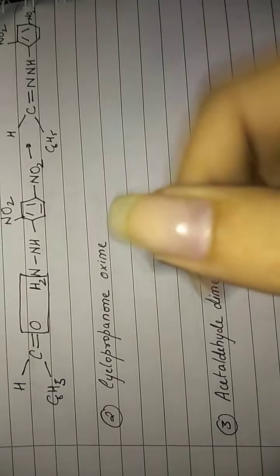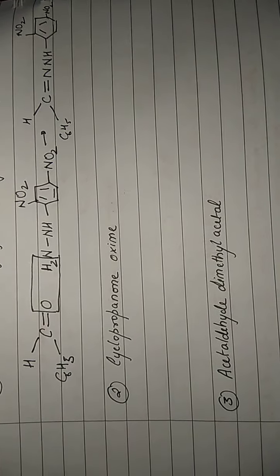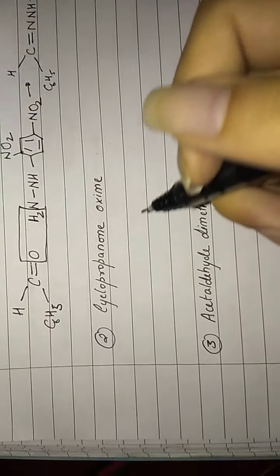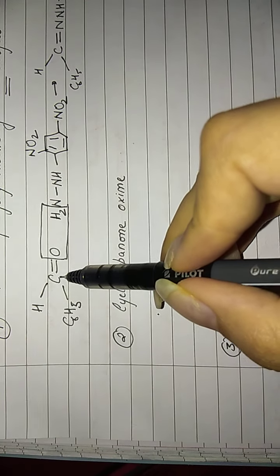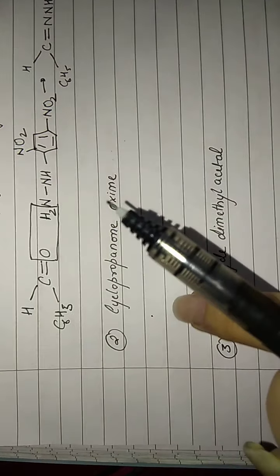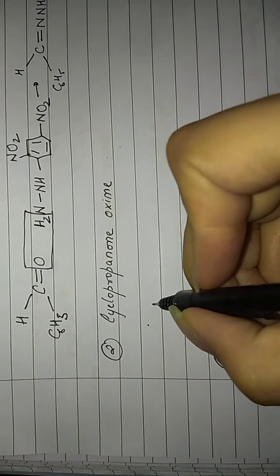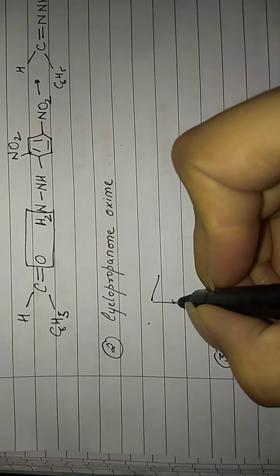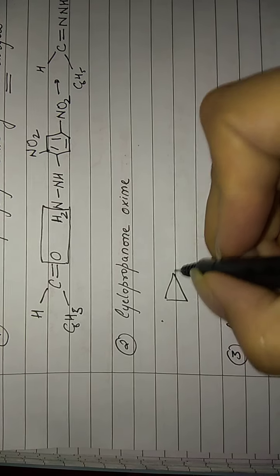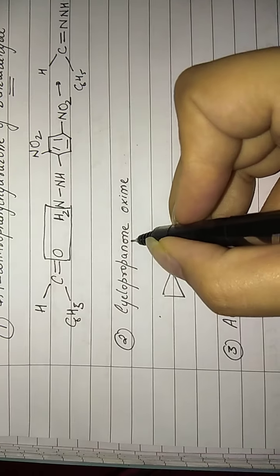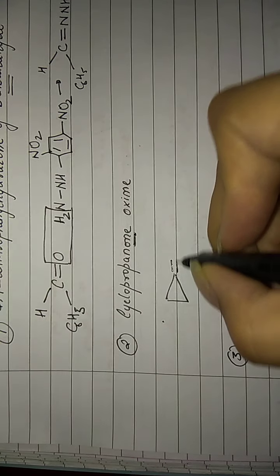Similarly, moving to the next part, cyclopropanone oxime. Now what is cyclopropanone? Again, how do I have to draw it? I keep my C double bond O group towards the right hand side. So this is my cyclopropane ring, and propanone means it is a ketone. So I draw the C double bond O group like this.